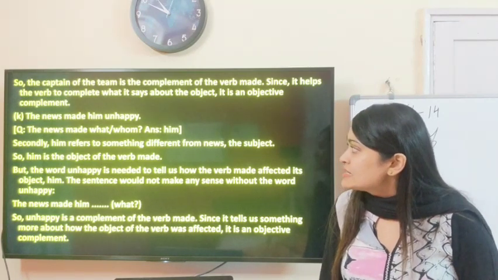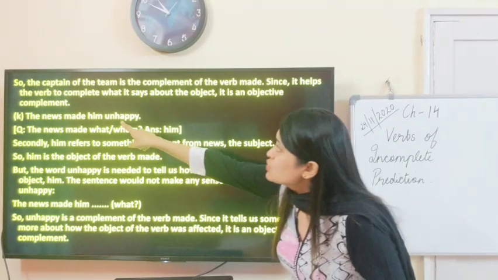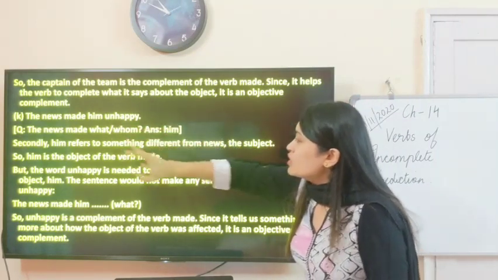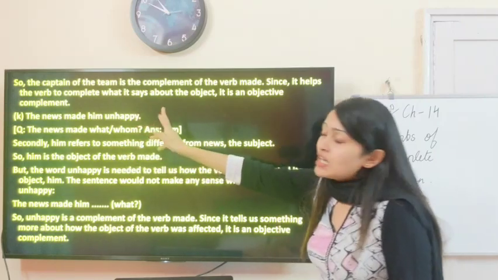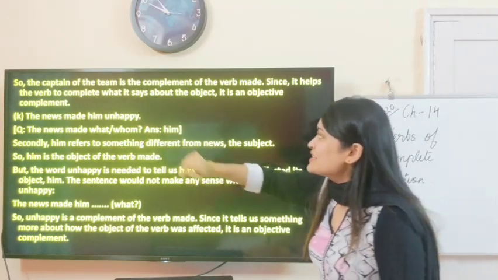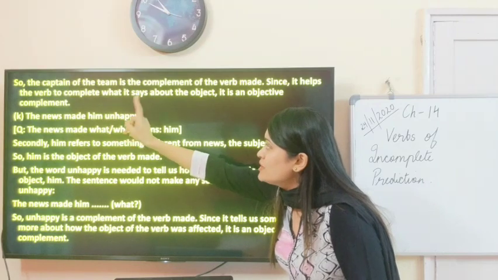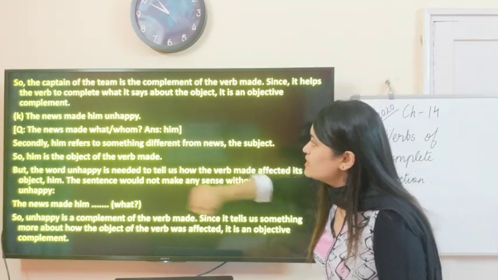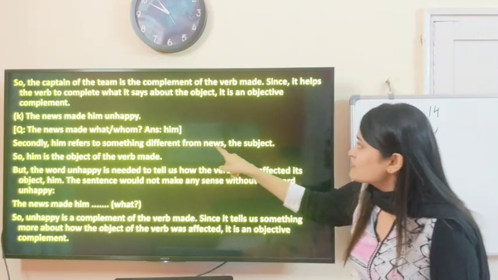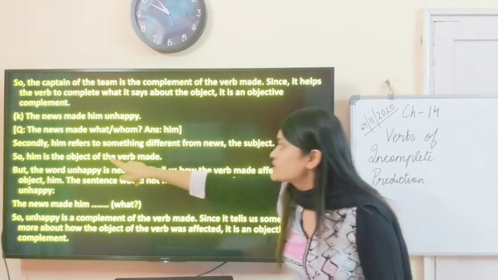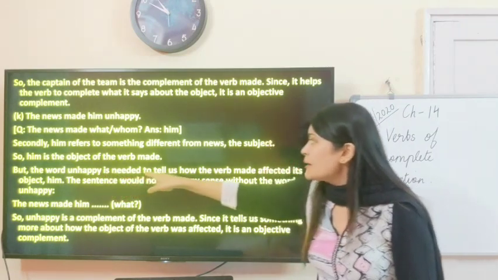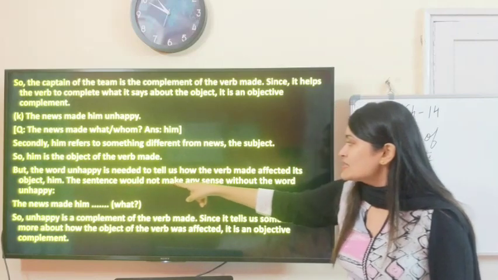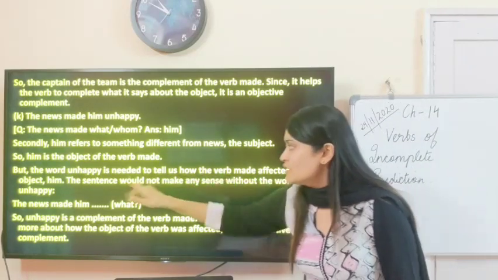Okay children, let's see one more example. The news made him unhappy. The news is the subject, made is the verb, him is the object and unhappy is the complement. Unhappy is who? The news is the unhappy person or the him? Him is unhappy, so it is an objective complement. Secondly, him refers to something different from news, the subject, so him is the object. But the word unhappy is needed to tell us how the word made affected its object. The sentence would not make sense without the word unhappy.